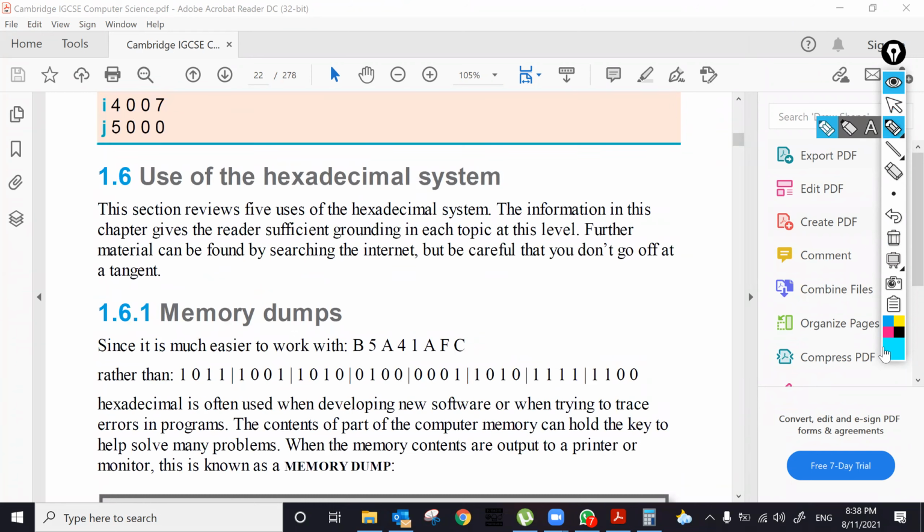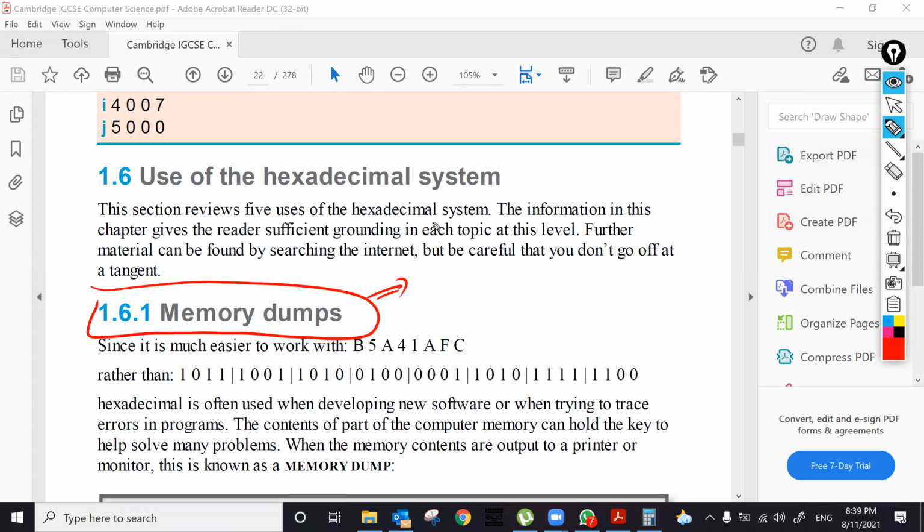Here, this one. Use of the hexadecimal system, right? This section reviews the 5 uses of the hexadecimal system. This information in this chapter gives the reader sufficient knowledge, right? So first one is memory dump, right? I will tell you this is very important. Memory dump. This is not important, not for the exam, right? But for your IT knowledge.